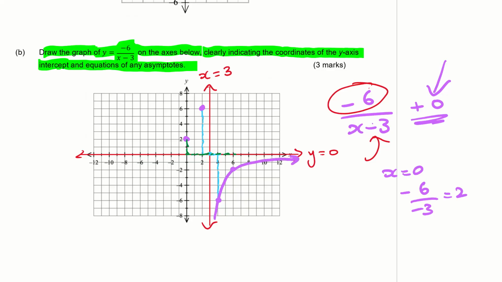We're going to do that. And we are going to do that. And we want to clearly indicate this. So I'm going to say that is at (0, 2), just there.